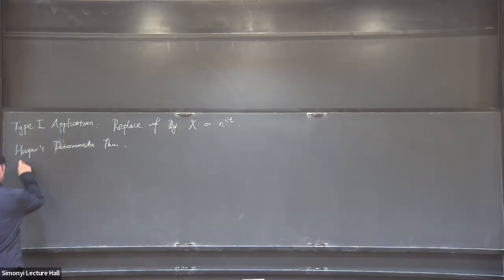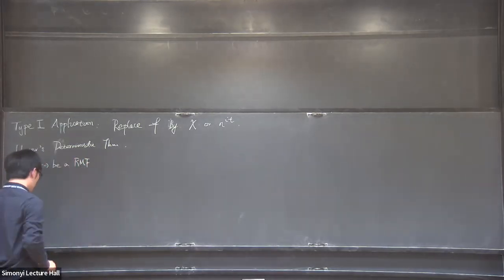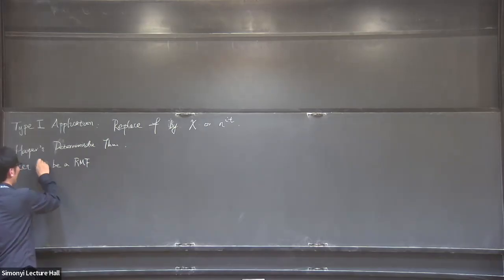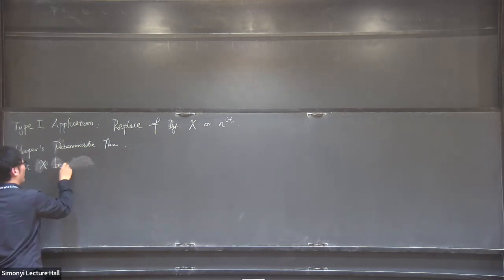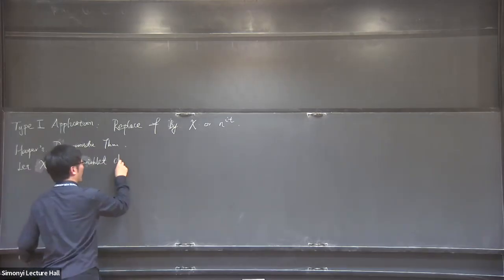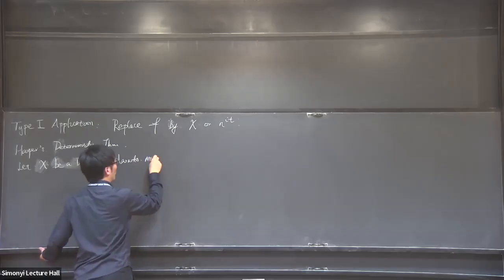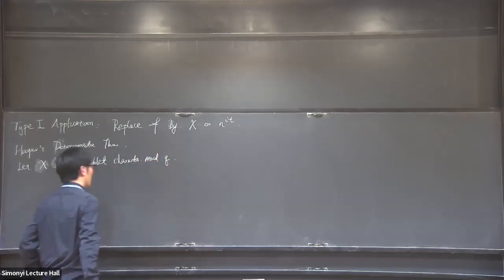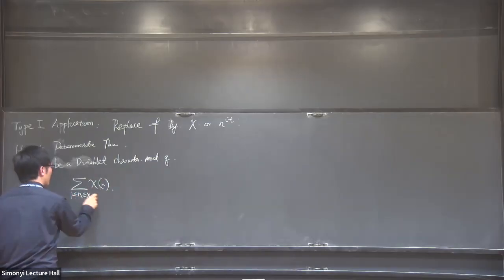So the theorem is the following. Let chi be a Dirichlet character mod q. Now you do the same thing. You consider the sum of chi(n), and you sum it from 1 up to x.